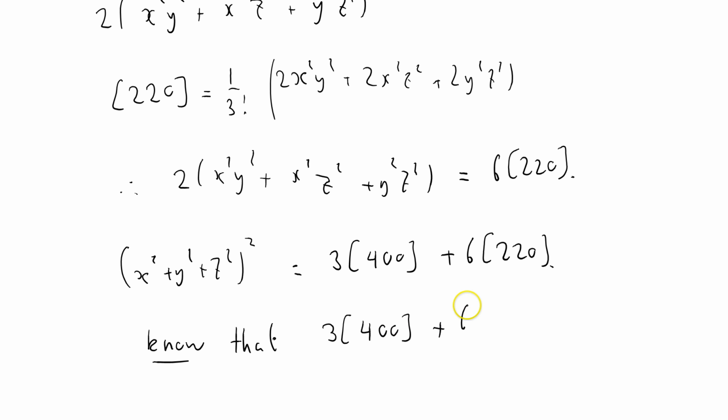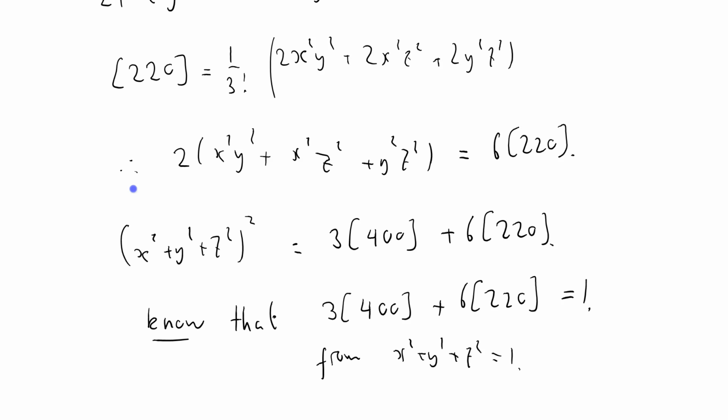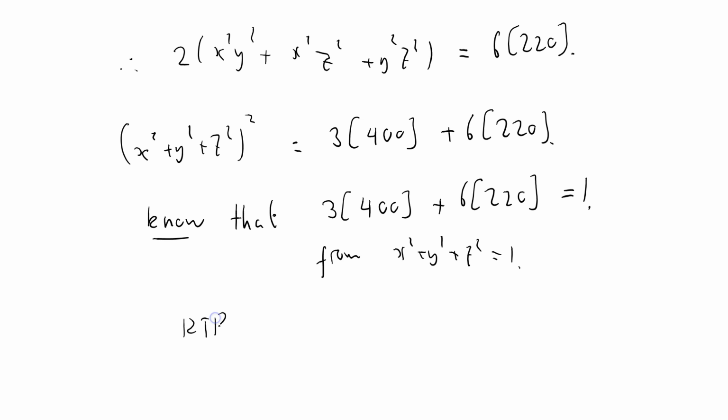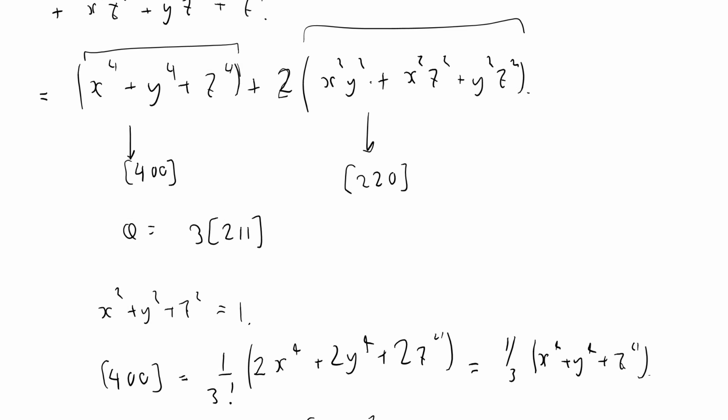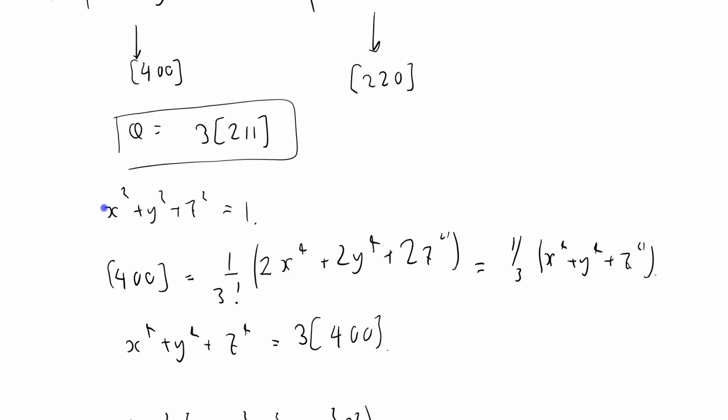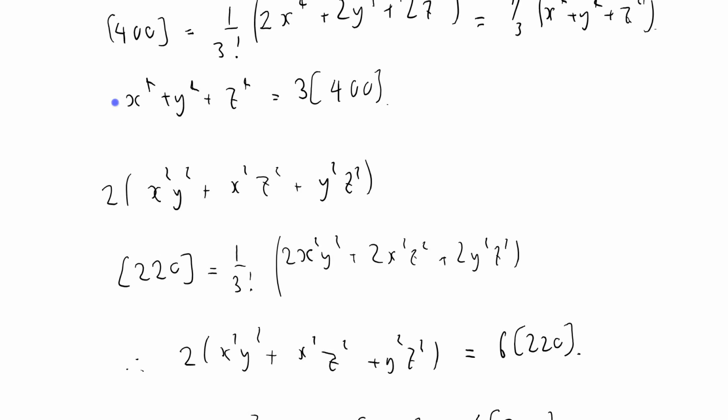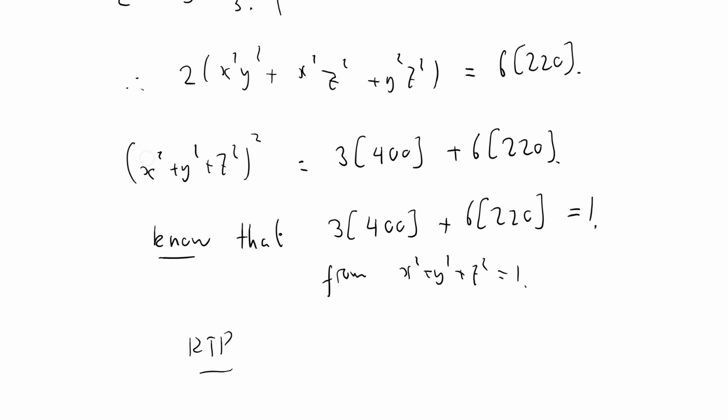And now we know that 3 times 400 plus 6 times 220 equals 1, because that was the restriction. This is from x squared plus y squared plus z squared equals 1. And now what we've got to show is that this guy here, 3, 2, 1, 1, is less than or equal to 1/3.